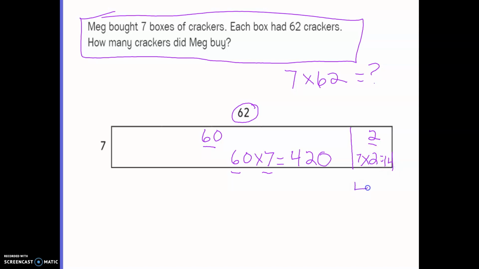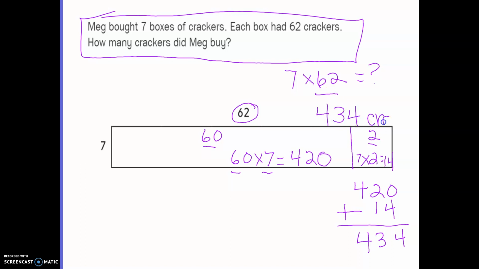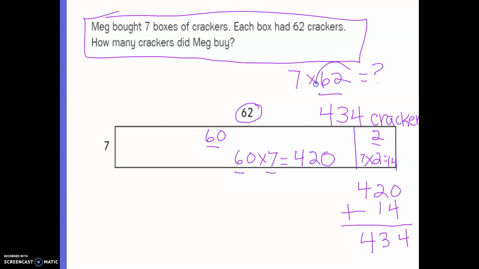And then I need to remember to add those 2 numbers together, 420 plus 14. 0 plus 4 is 4. 2 tens plus 1 ten would be 3 tens. 400 plus no more is 400. So if I had 7 boxes of crackers, and there were 62 crackers in each box, Meg would have 434 crackers.